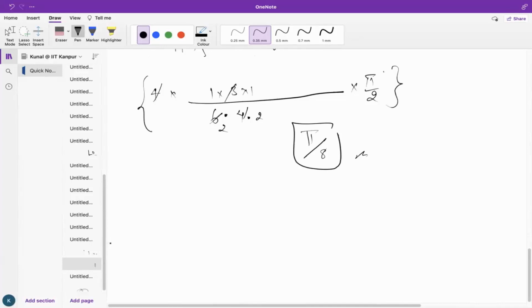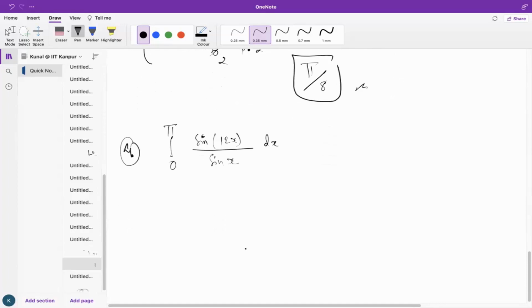So let me write it here. So there's the fourth problem. It looks like we have to find the integration from 0 to pi of sine of 12x divided by sine of x dx. Right. So what do I have to do here? Let's first apply King's rule here.